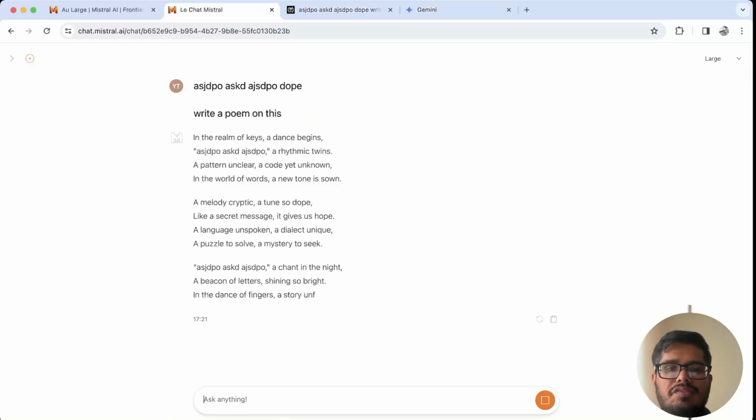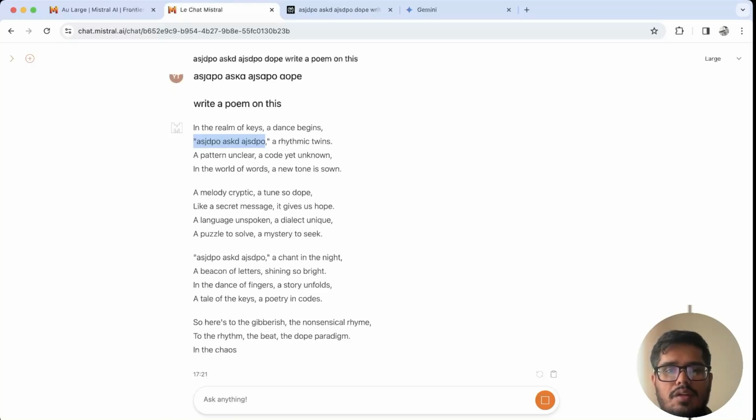So it kind of took that as literal, and rhythmic twins. Okay, unclear a code. In the realm of keys, a dance begins. Something rhythmic twins. A pattern unclear, a code yet unknown.